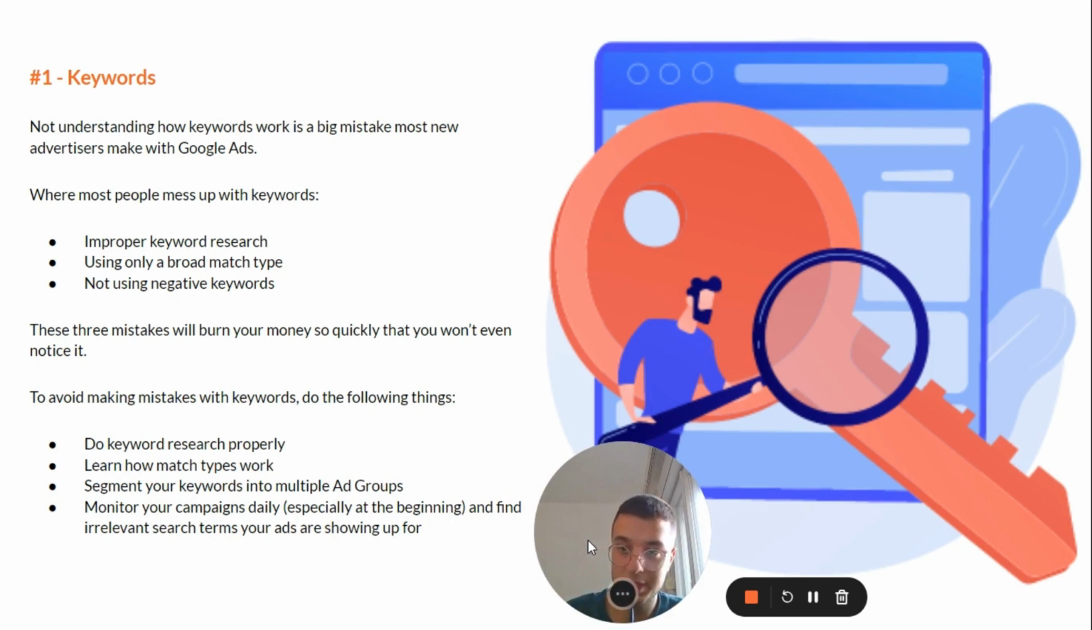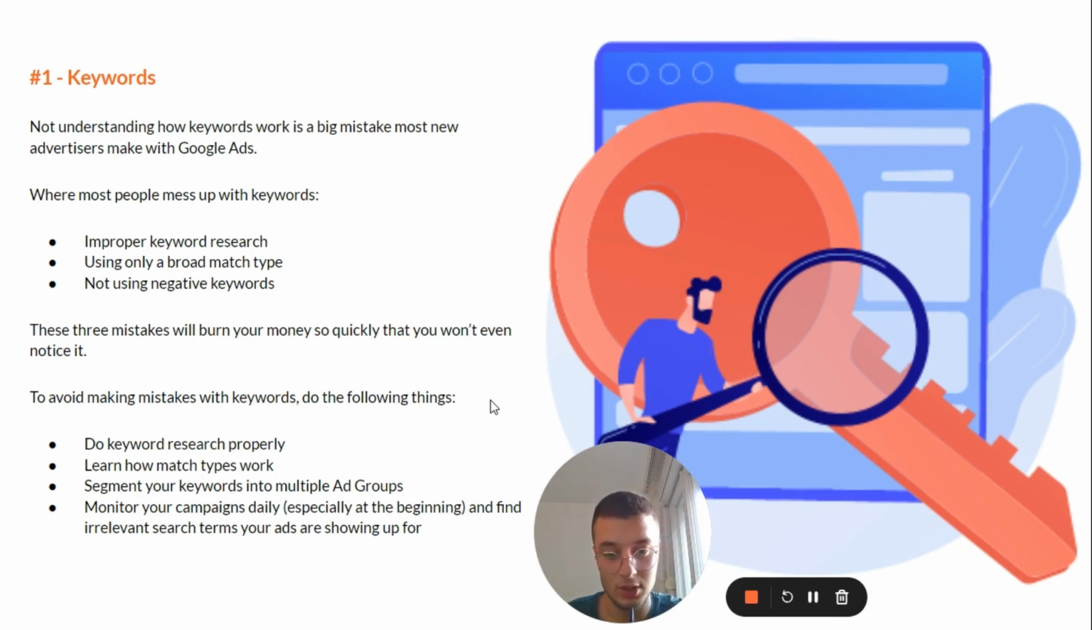So first mistake is not understanding truly how keywords work. This is a big mistake, and most new advertisers make it with Google Ads. They don't do proper keyword research. They only use like a broad match type, and they do not use negative keywords. They do not monitor the campaigns constantly to add negative keywords that their ads should not be displayed for. These three mistakes will burn your money so quickly that you won't even notice it.